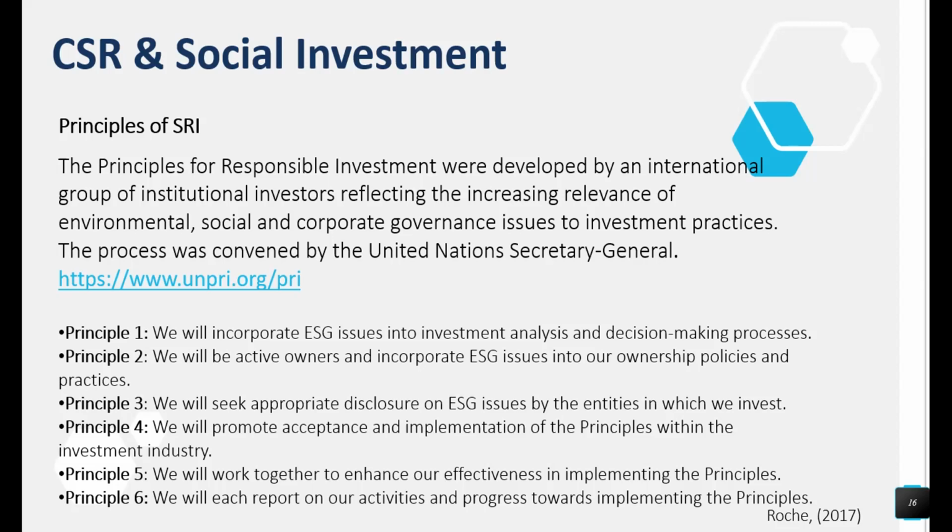We're going to promote accepting and managing these principles in investments. We're going to work together in order to implement these principles to the best of our ability. And then we're going to report on activities and progress in implementing the principles.